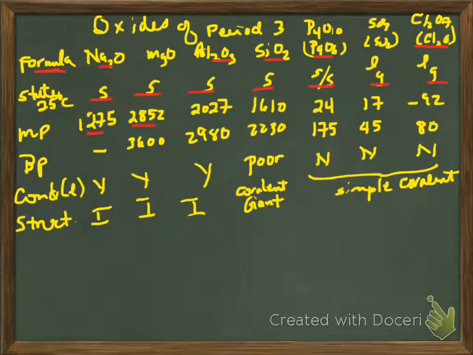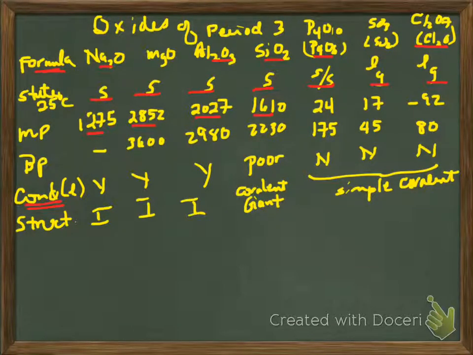Melting points kind of peak at the magnesium oxide, which makes sense because of the increased charge, +2 and -2. The aluminum and the oxide are probably getting larger, which kind of decreases that melting point a little bit. You have a giant covalent compound here, and then the melting points kind of coinciding with the liquid and the gas as well. Boiling points, same kind of thing.